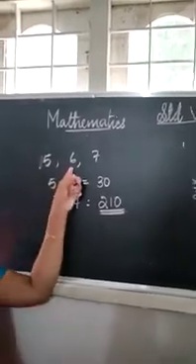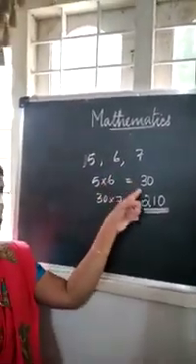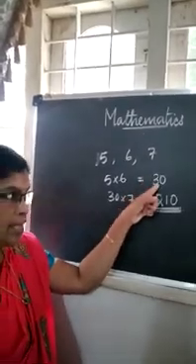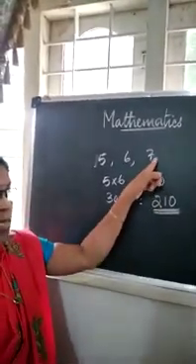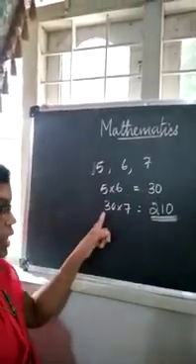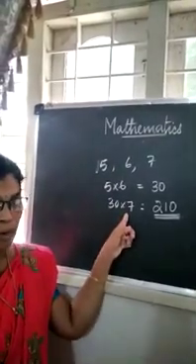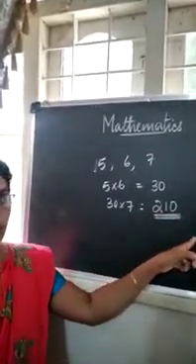First we took these two numbers, multiplied, and we got the product 30. Then we multiplied that product by 7, that is 30 into 7. After multiplying all the numbers, we got the answer 210.